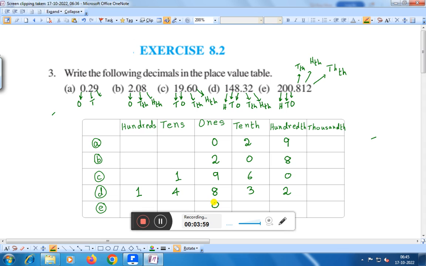In ones place it is 0, in tens place it is also 0, and in hundred place it is 2, and in tenth place it is 8, and in hundredth place it is 1, and in thousandth place it is 2. This is the solution of question number 3, exercise 8.2.